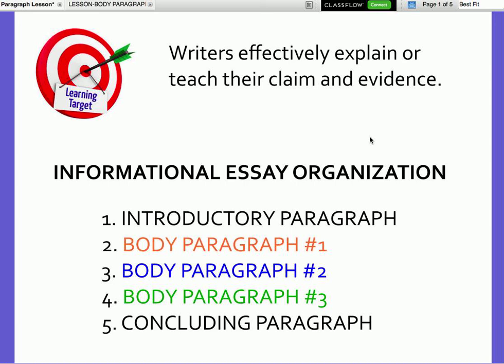Writers effectively explain or teach their claim in evidence. Your informational essay is going to consist of 5 paragraphs. You'll have your introductory paragraph, your body paragraphs 1, 2, and 3, and then your concluding paragraph. So far, you've practiced writing different kinds of hooks, chosen a hook, and written your introductory paragraph. You've also started outlining your piece, and you already have your 3 topic ideas.